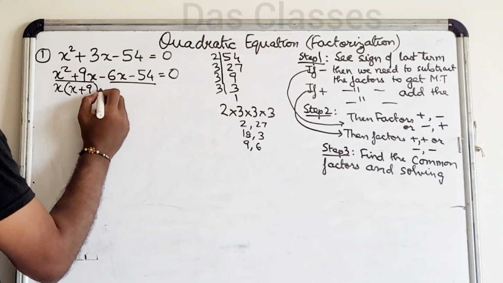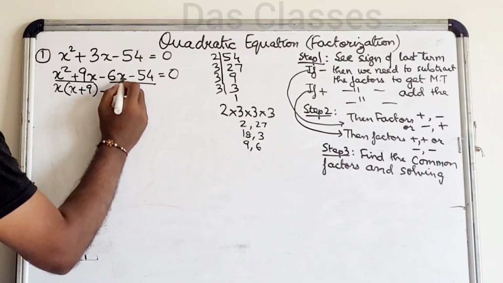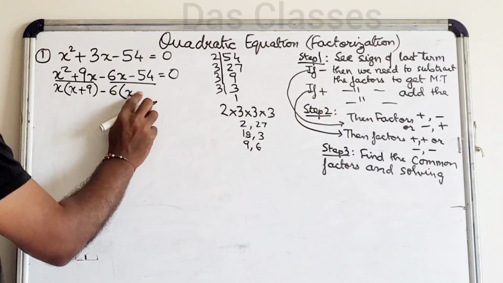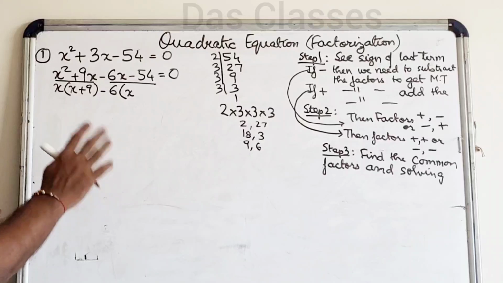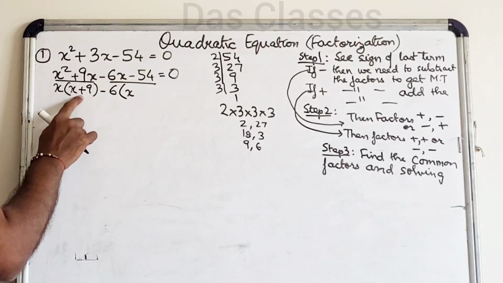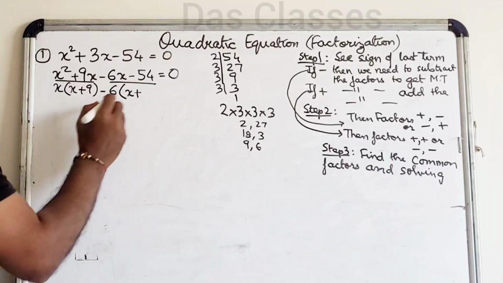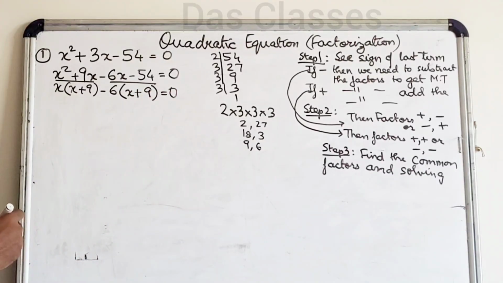After this, in this, there's a minus, so put the minus sign, write 6, and what is common is x. Now as the minus sign is outside, the sign inside is going to change. If you get confused with signs, just remember whatever sign is here, you have to put the same sign there. So it's plus here, put the plus here, and 6 9s is 54. So these are the factors.